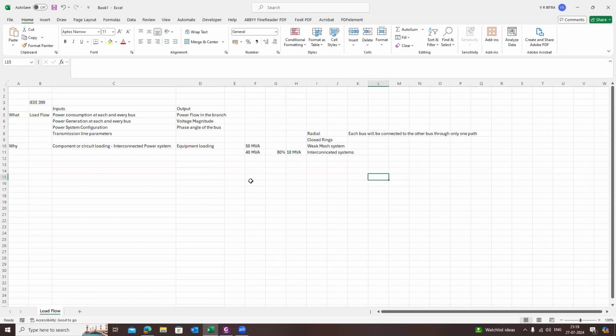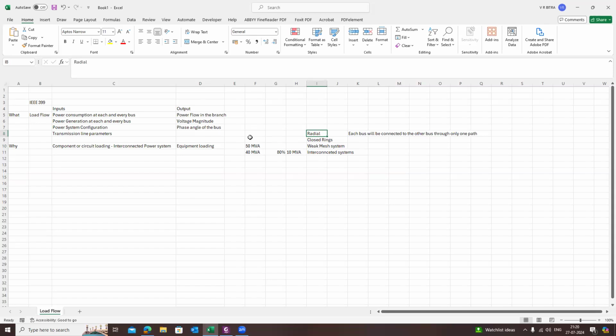In strongly interconnected systems you have multiple parallel paths. If you take country networks, there will probably be some 100, 200, 500 possible paths between one bus and another bus. So that is the classification of power system networks: radial, closed rings, weak mesh system, and interconnected systems. When we talk about equipment loading, it is not really applicable for the radial system. It is applicable for the remaining three, and mostly needed for an interconnected system.